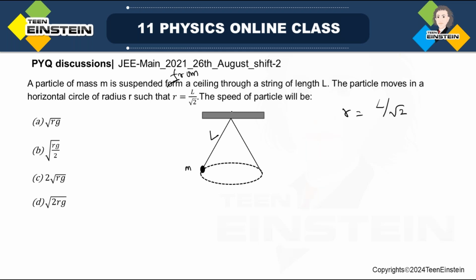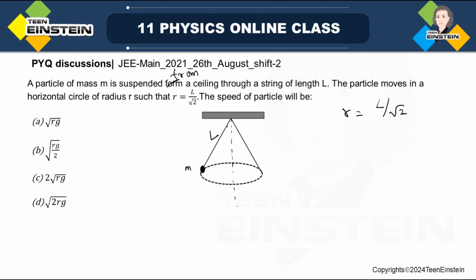So in this case, speed means you can understand that you have to write mv square by r, that is the centripetal force, and what is supplying the centripetal force you have to write down here. So let me just draw this.